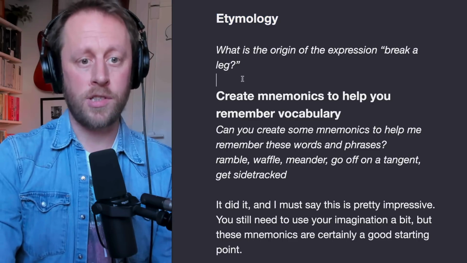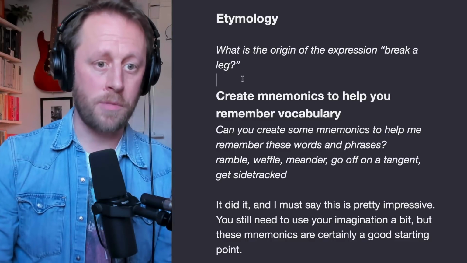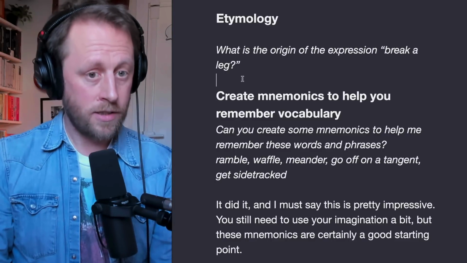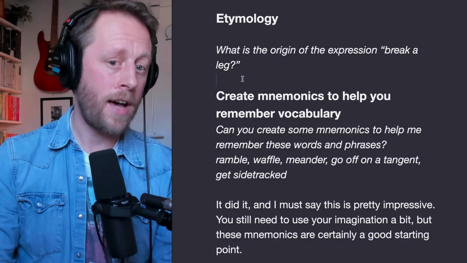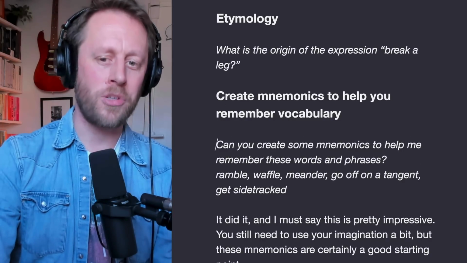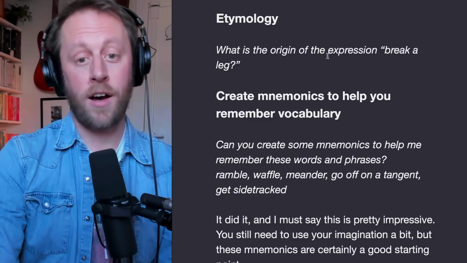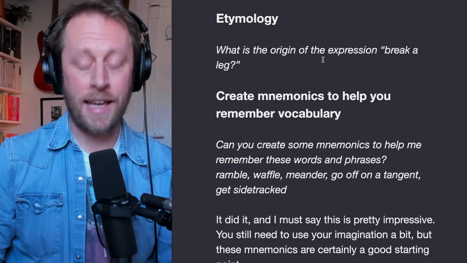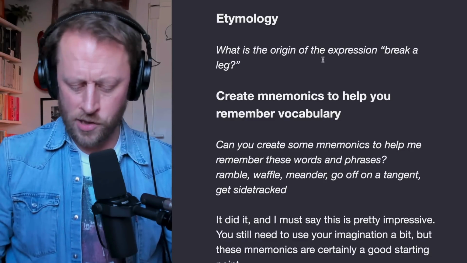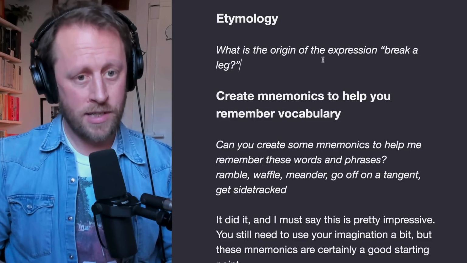Etymology. You could say, what is the origin of the expression break a leg? So you can ask it to explain word and phrase origins to you, and it seems to do quite a good job of that. But again, the answers are not 100% verified. But having said that, when I asked it to explain the expression break a leg, it did say, well, there are lots of reasons why people disagree, but here are some of the reasons given.